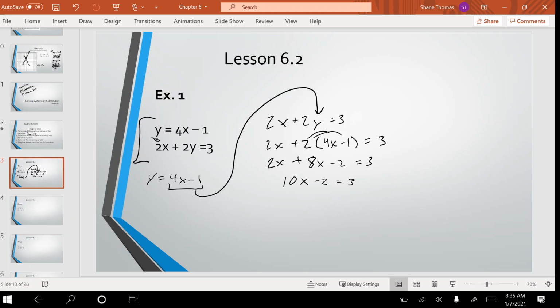Almost there. What do I have to do now? Add the 2 over. Boom, add the 2. So I have 10x equals 5. Divide both sides by 10. So x is going to be 1/2. There's my first variable.